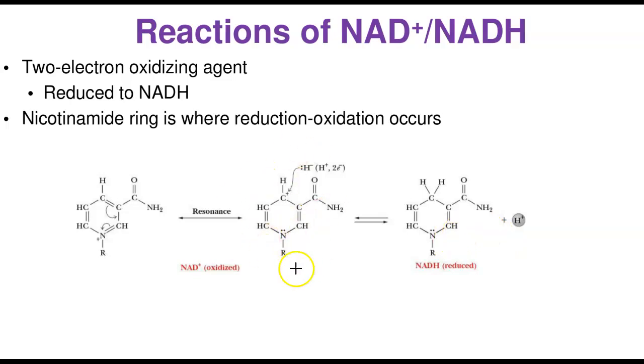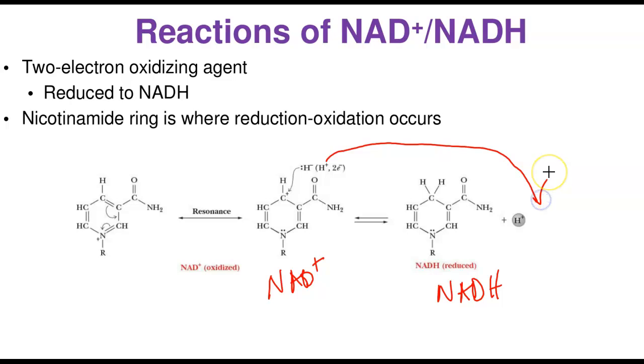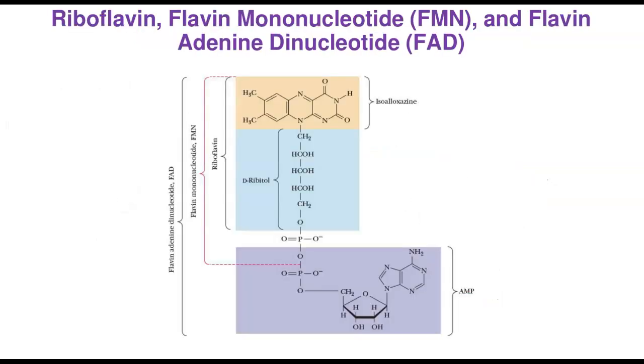So at this point, this is what we call the NAD plus. This plus is what makes it the plus here. And then when it forms this covalent bond between this hydrogen and this carbon, it forms the NADH. So this happens at the nicotinamide ring. And remember, the other hydrogen ion is left in solution and does not participate in the reaction. So this is the mechanism of action of the NAD plus or NADH. Now let's look at the next one.